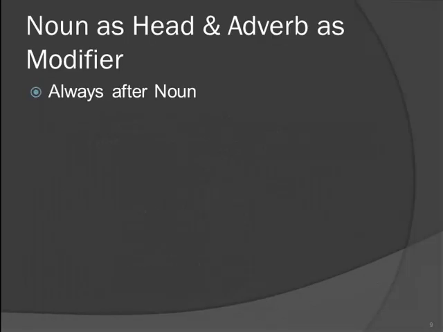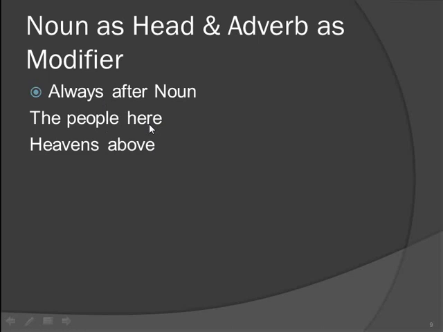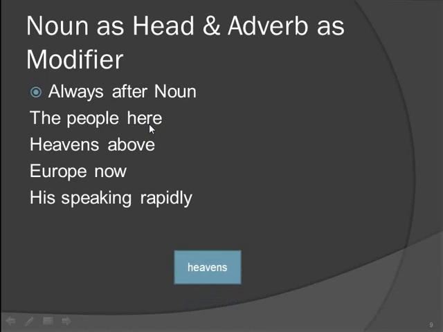Now we move to noun as head with adjective, with adverb as modifier, and the position of the modifier is always after noun. Like the people here, people is the head, here is the modifier. Heavens above, Europe now. Speaking rapidly, and look at the example in Chinese boxes. Heavens above. Okay, so we have the arrow pointed to the heavens and put it in one box. Okay, I think it's simple for adverb. Now we move to next, prepositions.